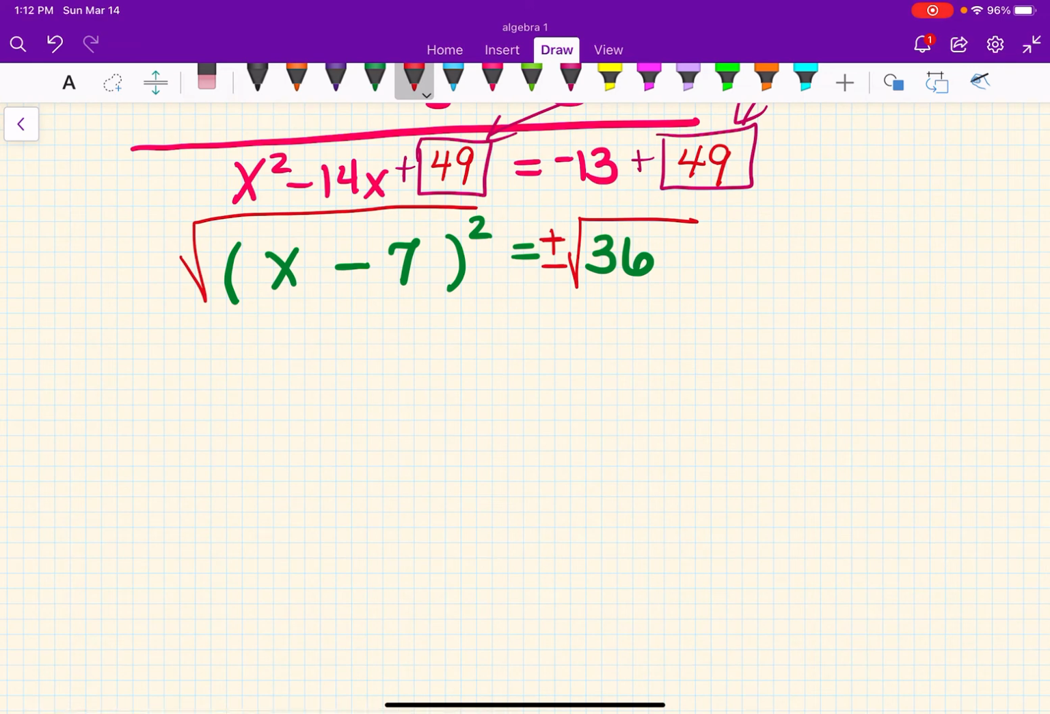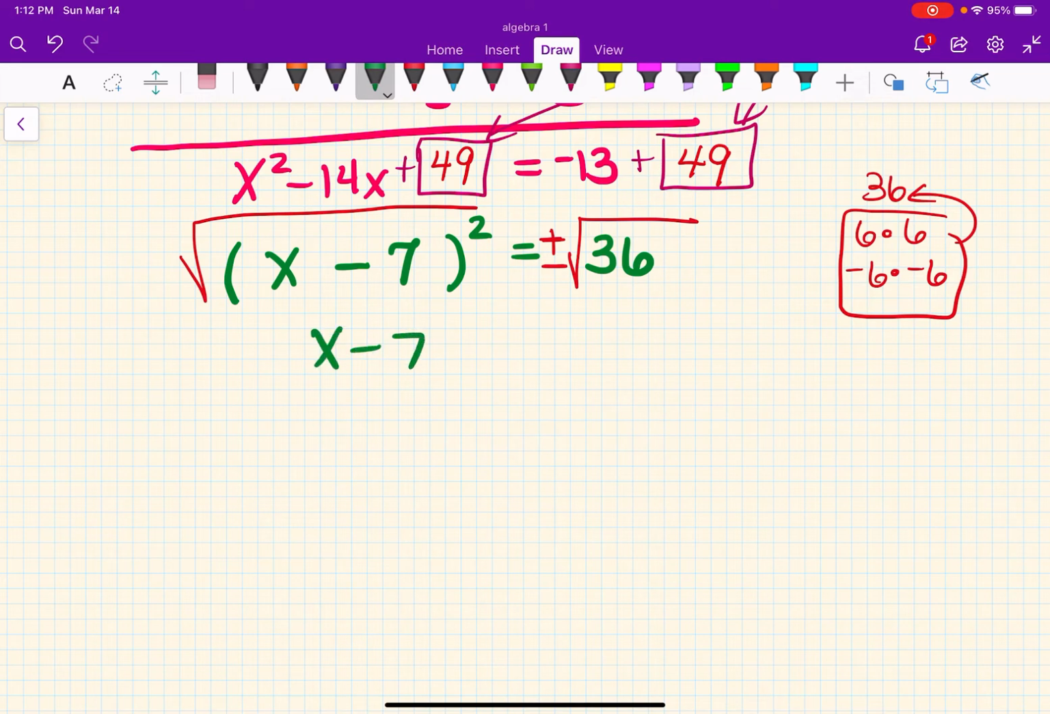But the reason is that 36 could have 2 answers. It could be 6 times 6 or negative 6 times negative 6. So that's why there's 2 answers here. Both of these will give us 36. Okay, so then we have x minus 7 equals, now 36 is a square root, so we could do that. That's going to be plus or minus 6 because the square root of 36 is 6. If you don't know where to find that on your calculator, you would do second and find that x squared button in the first column.